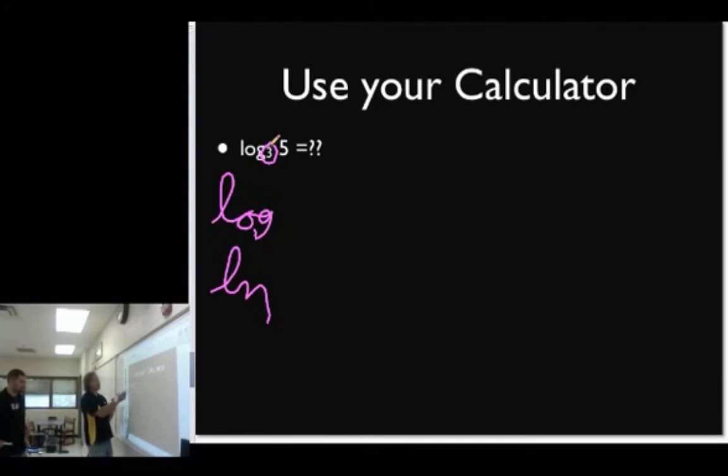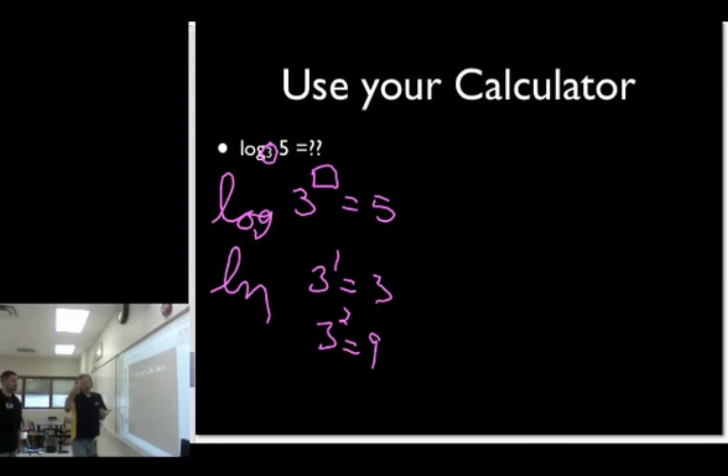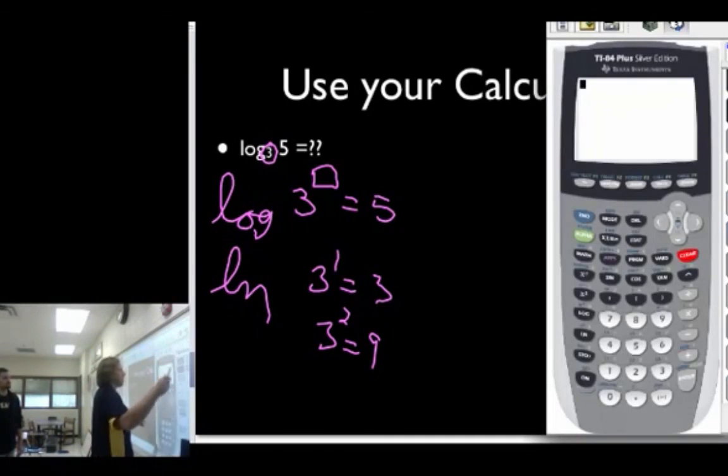Because at the beginning of the lesson, we said 3 raised to what power equals 5? Well, 3 to the 1 power is 3. 3 to the 2 power is 9. I know it's somewhere in between 1 and 2, but I don't know what it is. And I don't feel like going through a bazillion guess and checks. So I'm going to pull out my calculator, and I'm not really going to cheat, but I'm going to use that one property we said.